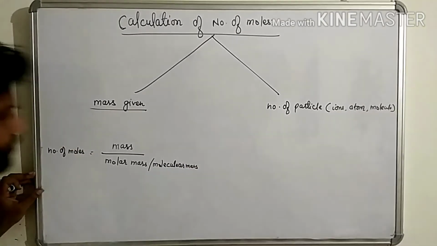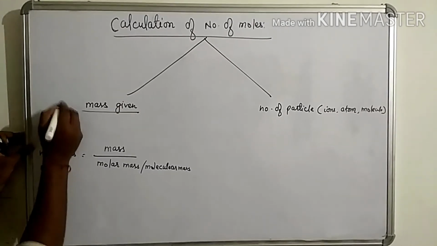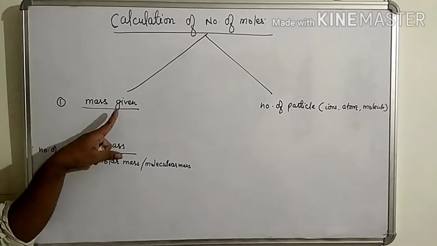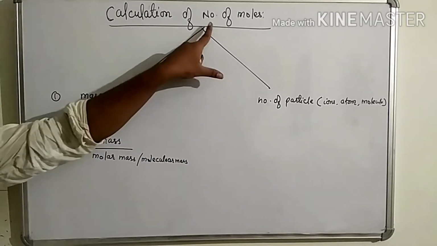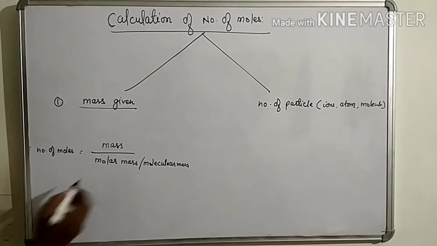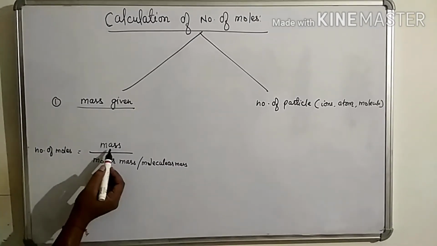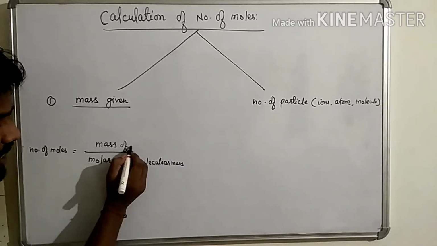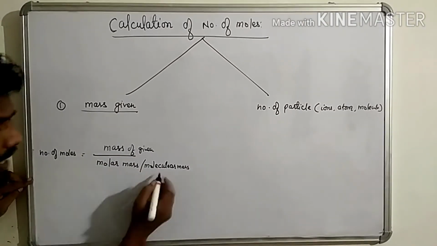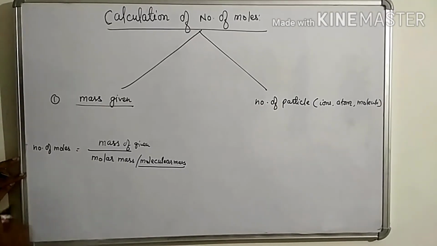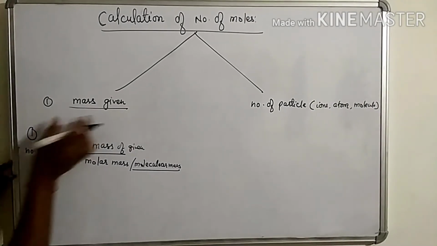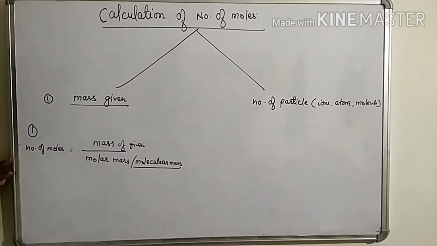See children, the first formula. If mass is given and the question asks to calculate the number of moles, then we have to divide the mass of the given substance by its molecular mass. Clear, children? This is the first formula on the basis of mass.